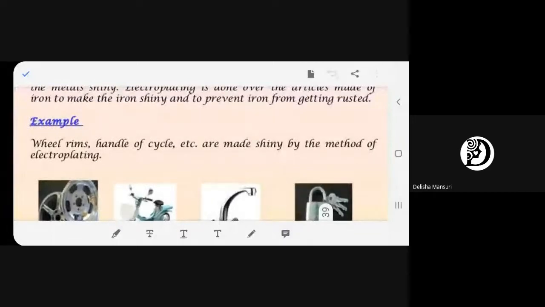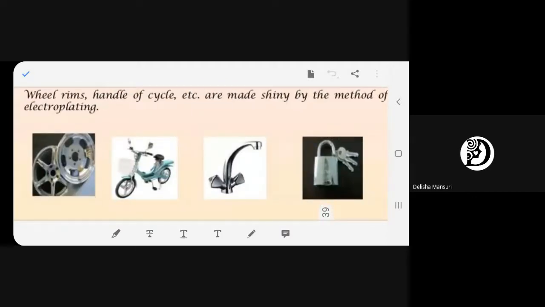Example: wheel rims, handle of cycle, etc. are made shiny by the method of electroplating. You can see over here, these are rims of wheel. These are the handles. You can see the washroom gadgets, and you can see the lock and key. So all these things are galvanized, rather electroplated. Is it clear?